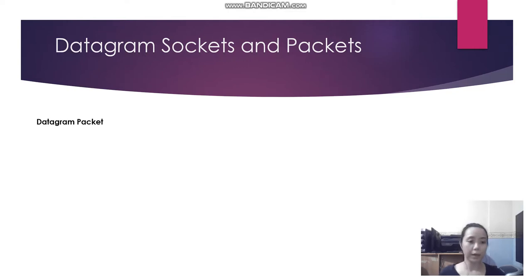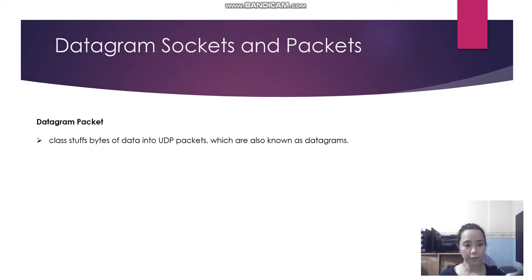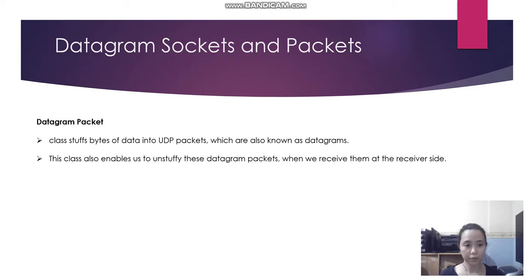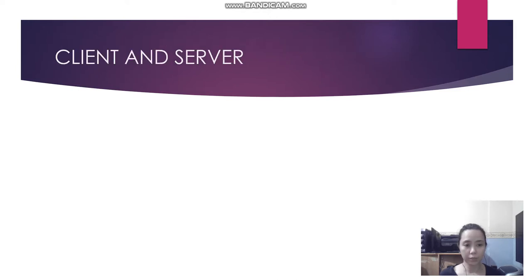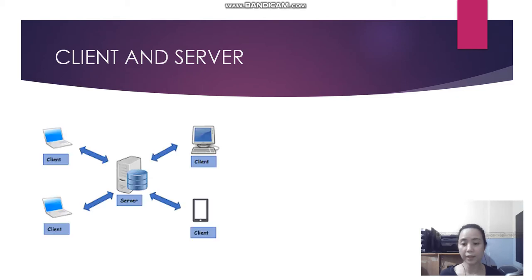The DatagramPacket class stuffs bytes of data into UDP packets, which are known as datagrams. This class also enables us to unstuff these datagram packets when we receive them at the receiver side. The DatagramSocket is the sending and receiving point of data delivery. The datagram socket sends and receives the data in the form of datagrams by invoking the receive methods on its datagram socket objects.